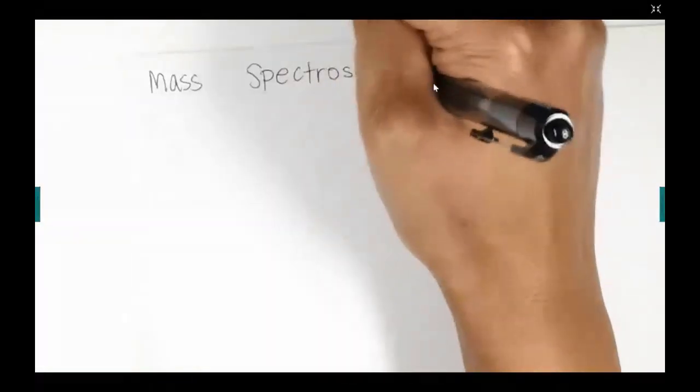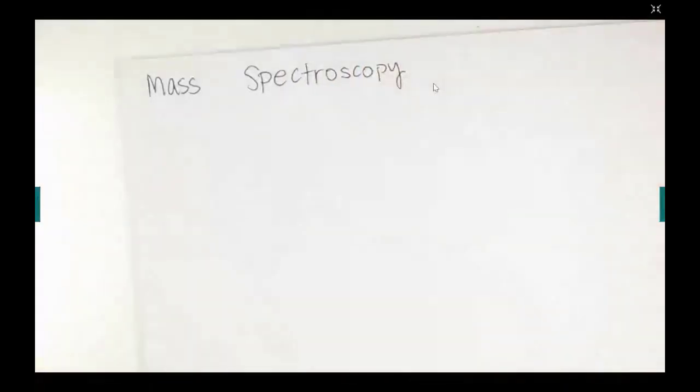And then our final spectroscopy is mass spectroscopy. Mass spectroscopy is a little more unique from our other spectroscopies. So far, we've just been looking at finding peaks that indicate functional groups, right? For mass spectroscopy, we're going to be looking at fragmentation patterns.